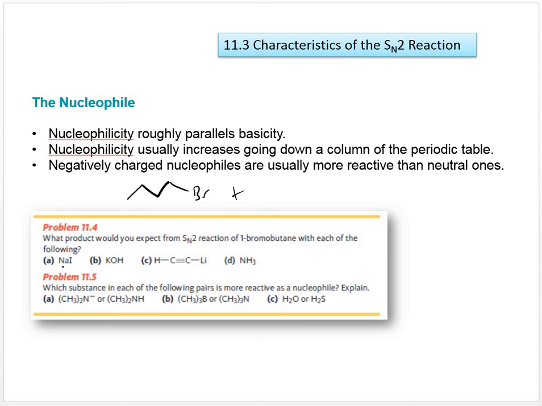In the first case, we have sodium iodide. Iodide ion or anion is going to be our nucleophile, right? So what are we going to get? We are going to get, instead of bromobutane, we will get 1-iodobutane, right? So 1, 2, 3, 4, then this is iodine. Okay, then in the second one, what's the nucleophile? Potassium hydroxide ion, right? OH minus, let's put lone pairs. So what's going to be the product? This is butanol. You don't have to know the name.